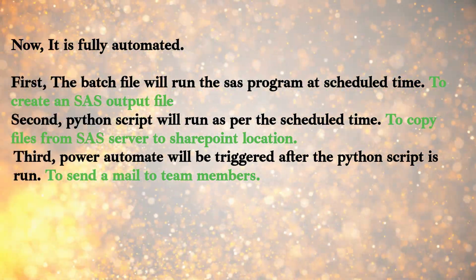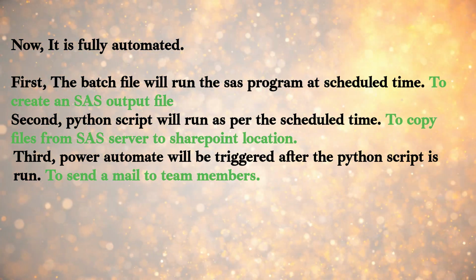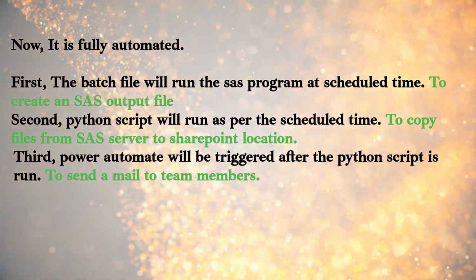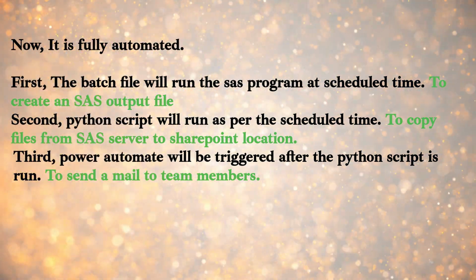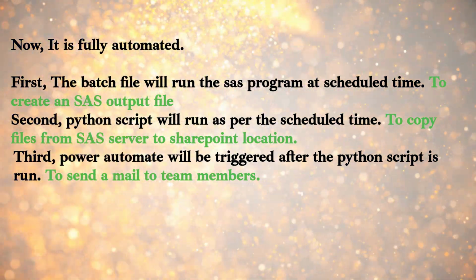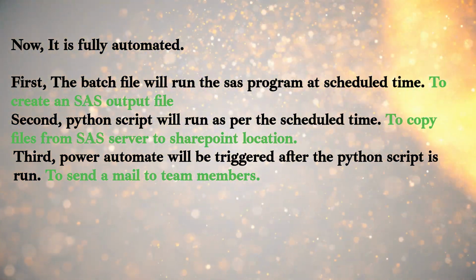Now it is fully automated. First, the batch file will run the SAS program at scheduled time to create the SAS output files. Second, Python script will run as per the scheduled time. Make sure to run the Python script after the batch file to copy files from SAS server to SharePoint location. Third, Power Automate will be triggered after the Python script is run to send a mail to team members.